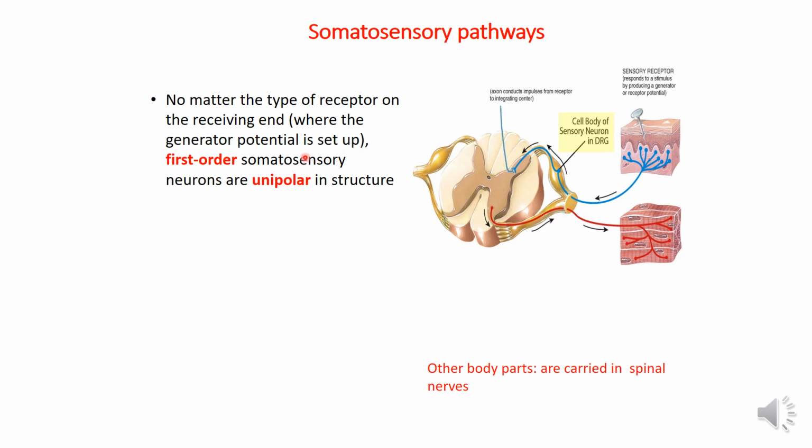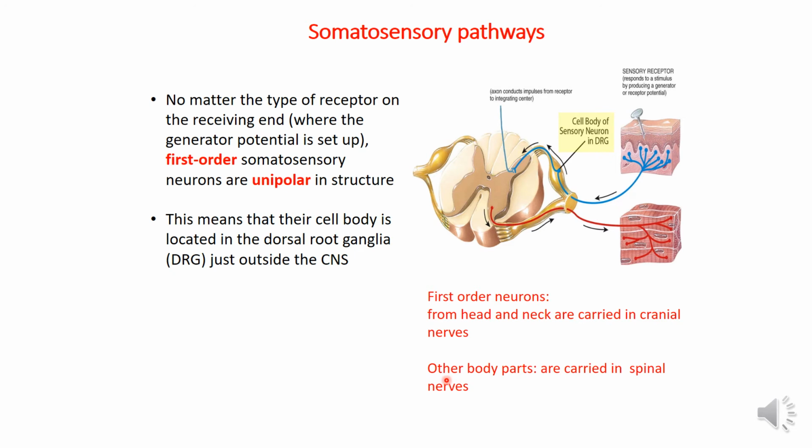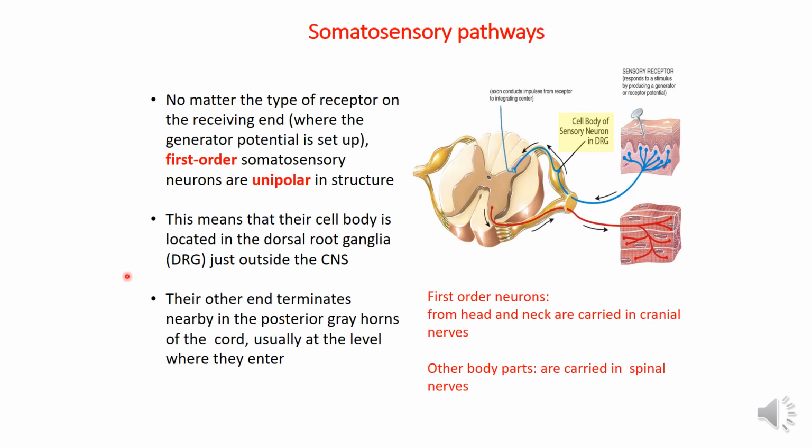So, no matter the type of the receptors on the receiving end, or in the peripheral end where the receptor potential or the generator potential is generated, first order neurons, somatosensory neurons, are unipolar in structure. First order neurons from the head and neck are carried in cranial nerves. First order neurons from the other parts of the body are carried in spinal nerves. This means that their cell body is located in the dorsal root ganglia outside the central nervous system. Their other end will terminate either in the spinal cord or in the brainstem.